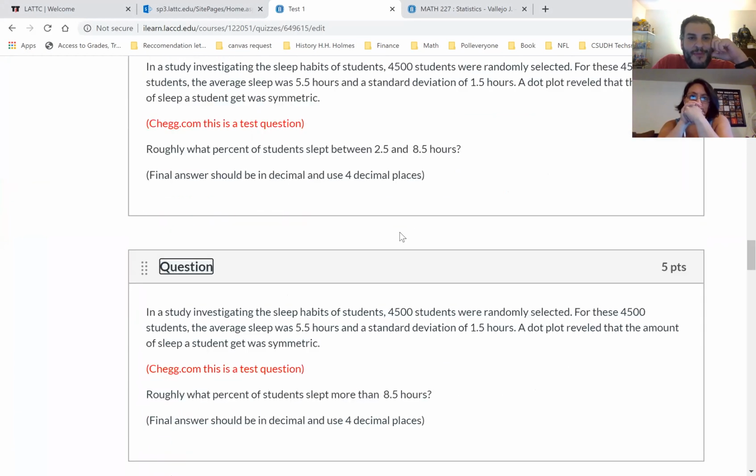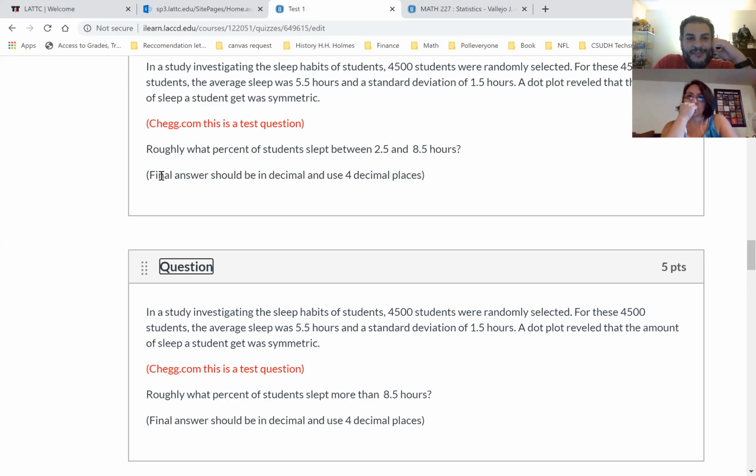The way I put the answers onto Canvas, it will only accept them in a certain way, especially when we're dealing with percentages. If you look right here, I said final answers should be in decimal and use 4 decimal places. Most of you didn't follow those instructions. Instead of putting 0.95, you put 95%, which Canvas marked wrong because I didn't tell Canvas that was the correct answer. I only told Canvas the correct answer is 0.95.